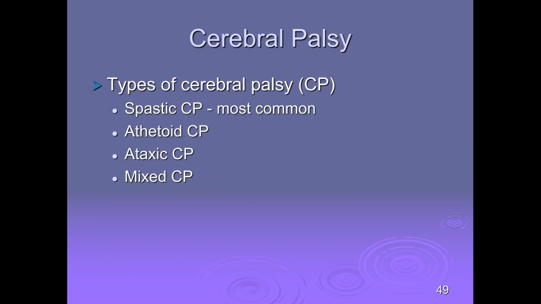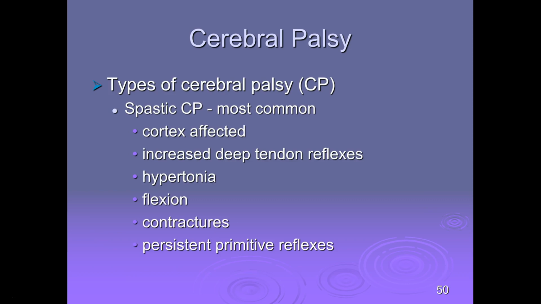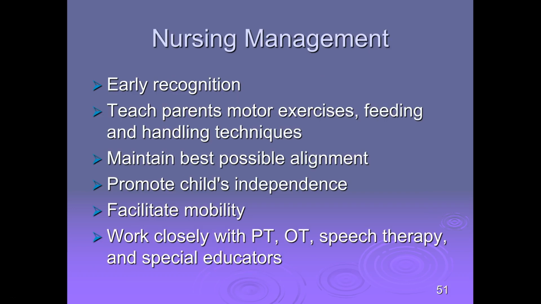Types of CP, you don't need to memorize this. Just know that spastic CP is the most common, and that's what we're going to go over in our lecture. Spastic CP is the most common. That's where the cortex is affected. And so you have an increase in deep tendon reflexes, hypertonia, flexion contractures, which we hope to minimize, and persistent primitive reflexes, Babinski, we already talked about that.